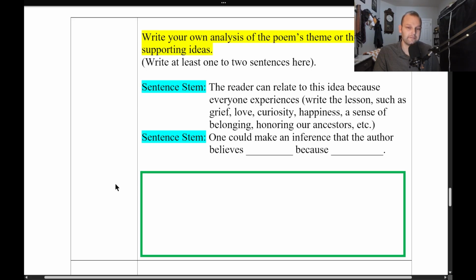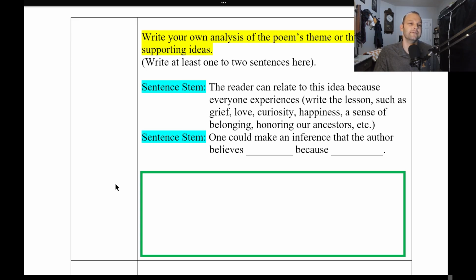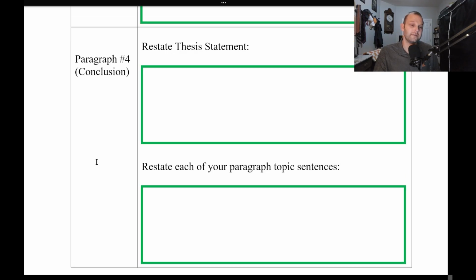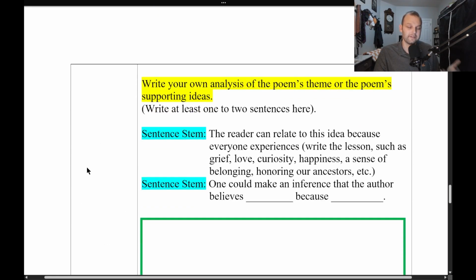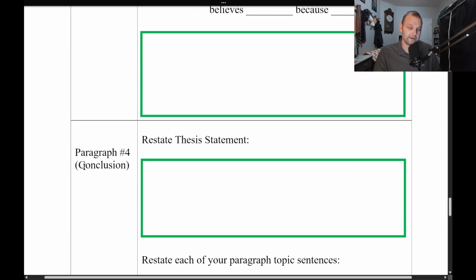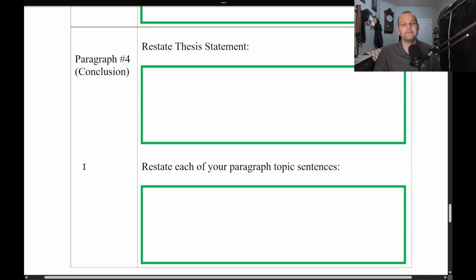Make an inference. What would the author most likely believe that they did not plainly state in the text? Before you get to your conclusion paragraph, repeat the body paragraph process as many times as you need, as many body paragraphs as you need. Repeat that process. When you have enough body paragraphs, conclusion paragraph, restate the thesis statement, should be your first sentence.